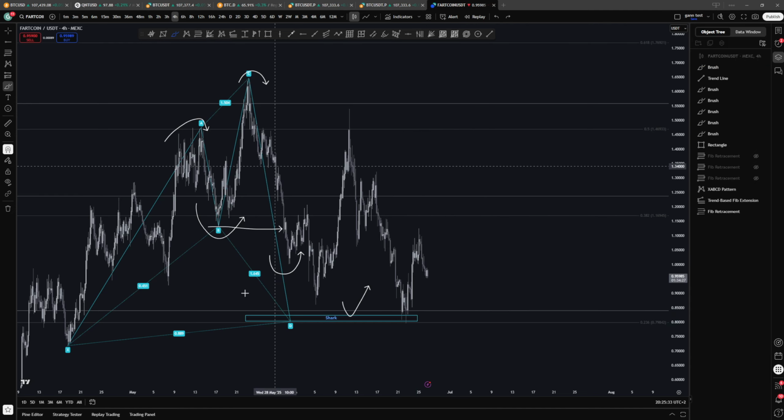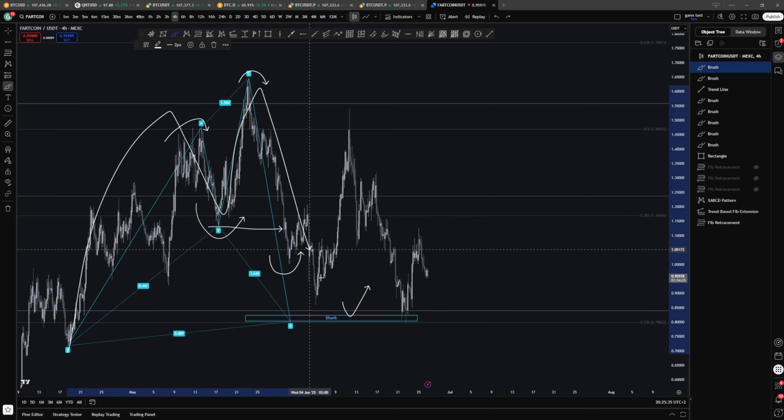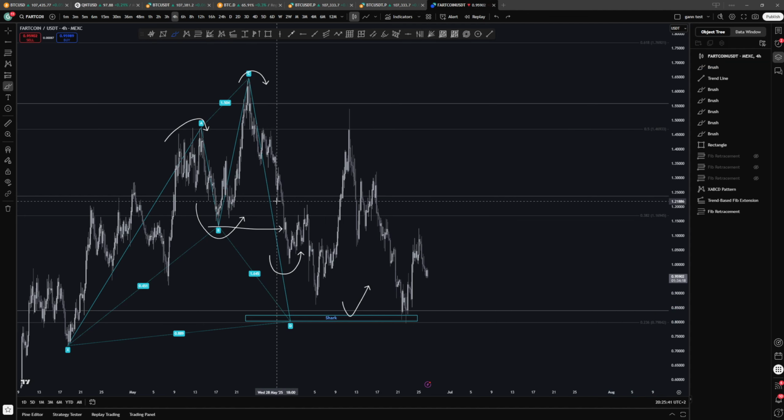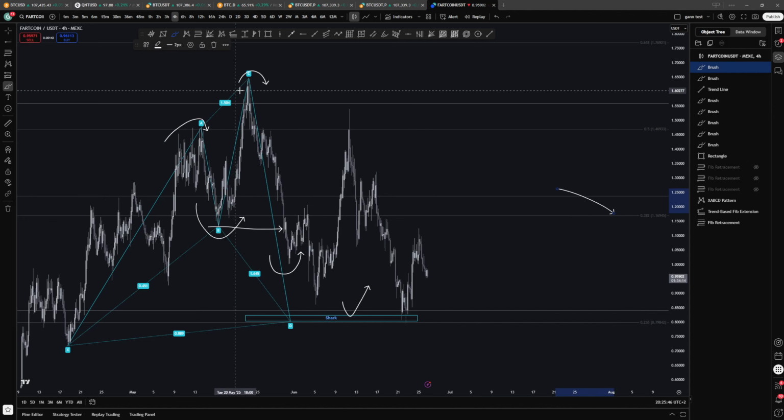currently that we're bouncing off of this. We have a lower time frame shark right over here, low time frame shark, and right in front of those higher time frame fib levels. So when we're going to look for plays, once again, we're going to look for these areas.